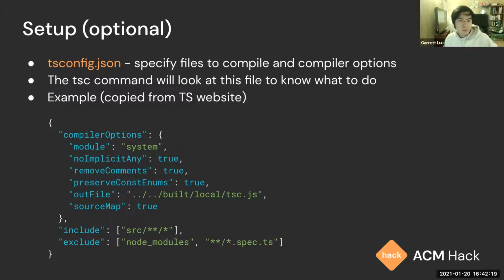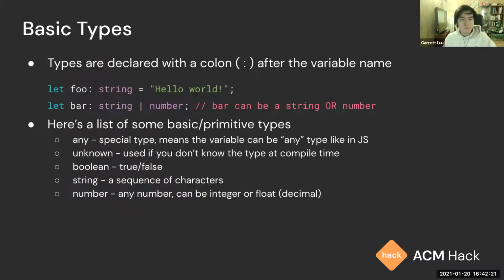Okay, so let's just move on then with basic types. So types are declared with a colon after the variable name. So here we have foo, and this is a string, and we define it as hello world. Bar is a string or a number. So using this, this is called a union. Using this, I think the pipe character is what it's called, basically lets you say that this variable can be a string or a number. So we still have some flexibility, right?